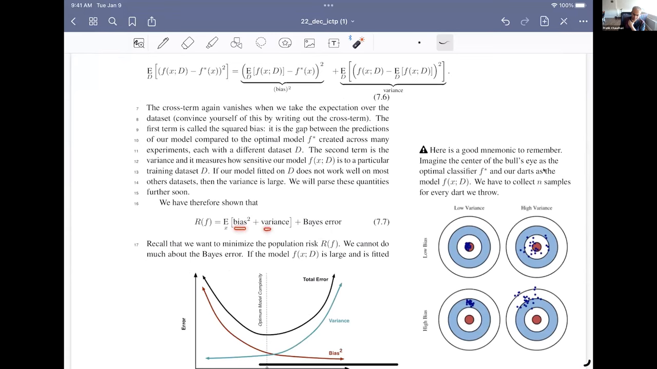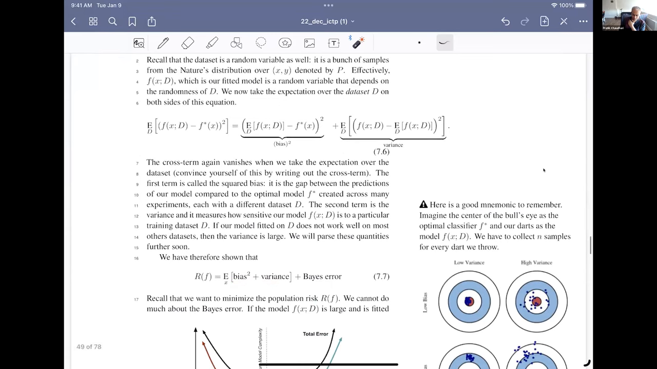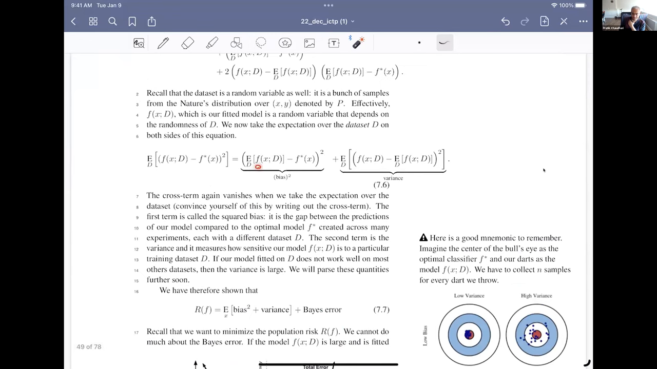The first two terms look like this. So f of x, D, I will denote as the model f that was learned using a training data set D of n samples.